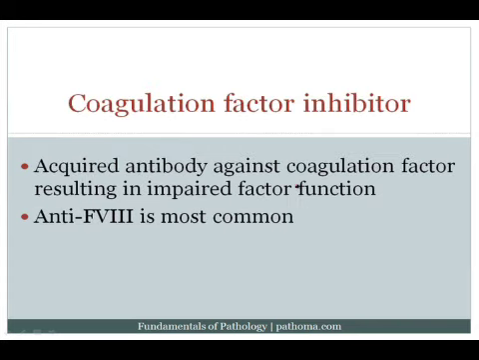Another disorder of secondary hemostasis is for a patient to develop a coagulation factor inhibitor. Now, this is when they get an acquired antibody against a coagulation factor, which then results in impairment of that factor's function, because if you've got an antibody blocking the factor, it can't participate in the coagulation cascade. And the most common coagulation factor inhibitor is an anti-factor VIII. So it's very similar to hemophilia A, because in hemophilia A you didn't have factor VIII, and in a coagulation factor inhibitor you have an antibody against factor VIII, which doesn't let factor VIII function.